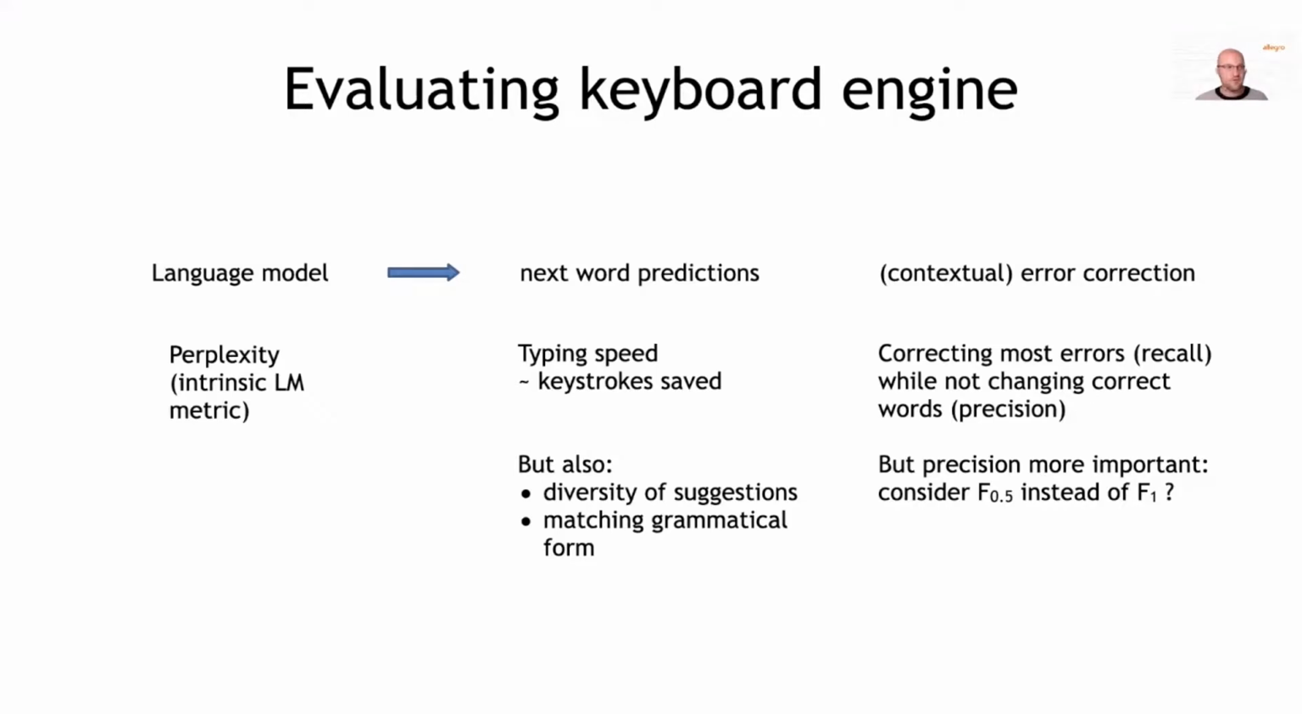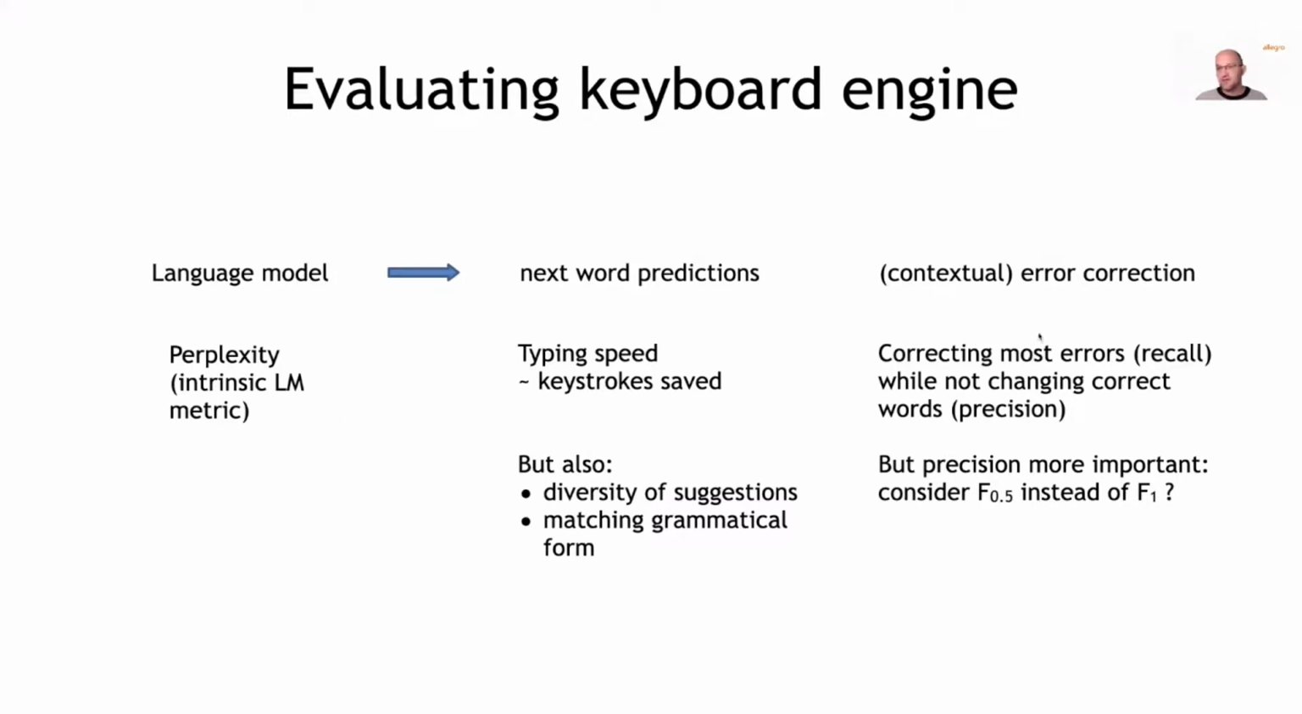So for next word prediction, you do next word prediction essentially to improve the speed of typing. And this is typically measured by how many keystrokes the user saves by using your predictions. But if you think of it, it's not the only thing that matters, because for a good user experience, you would also like to have diverse suggestions. This is something that my colleagues have explored at Samsung.